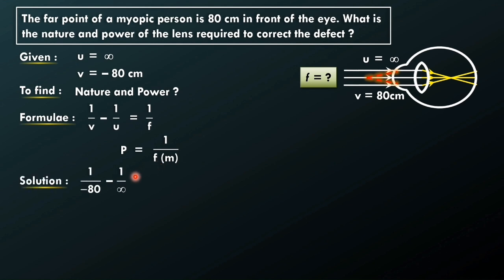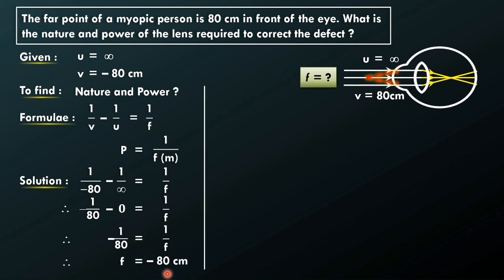So it is solution to swa. So 1/-80 minus 1/infinity, because we know that u equal to infinity, right, which is equal to 1/f. Therefore 1/80 minus 0, and anything divided by infinity is equal to 0. Therefore 1/-80 equal to 1/f. Therefore focal length f equal to minus 80 cm.